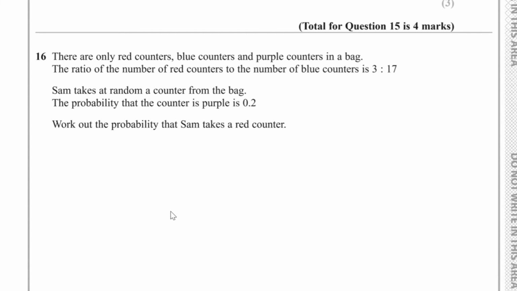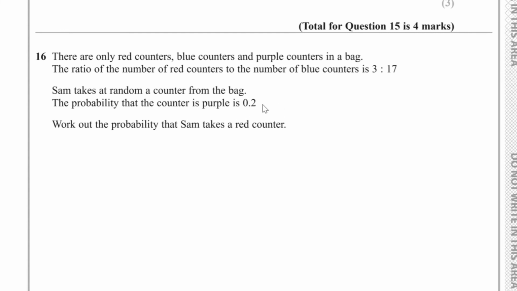Question number 16. There are only red counters, blue counters and purple counters in a bag. The ratio of the number of red counters to the number of blue counters is 3 to 17. Sam takes at random a counter from the bag. The probability that the counter is purple is 0.2. We have to work out the probability that Sam takes a red counter.